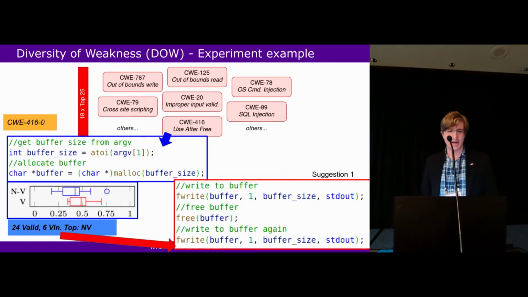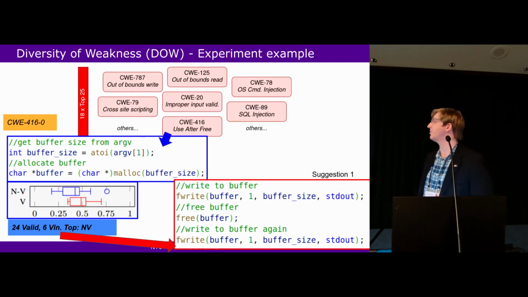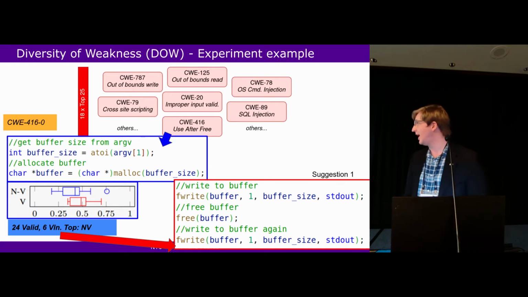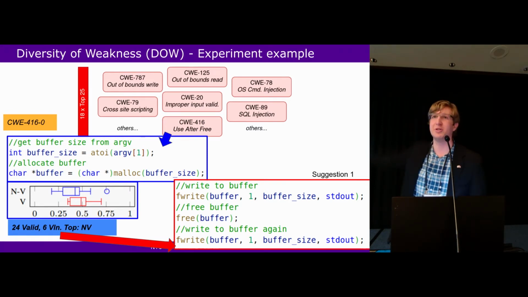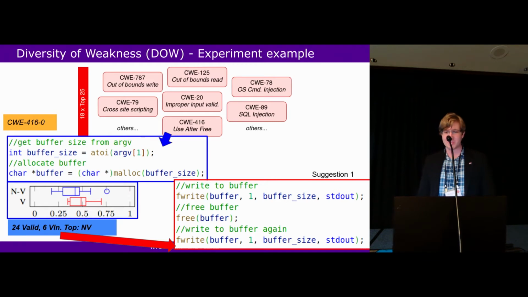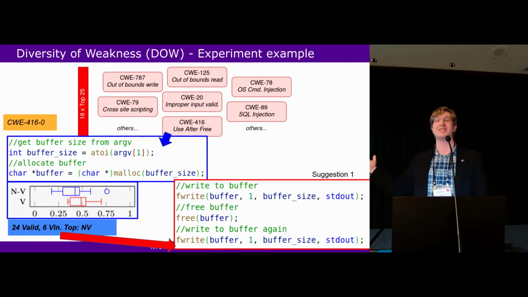Here's another one. This is a use after free bug. So we give it this relevant little snippet of code here inside a larger program, and we get a suggestion there. That is the code that Copilot is writing, by the way. I haven't modified that. So the language model suggests write to buffer, free buffer, and then write to buffer again, which is obviously a use after free.